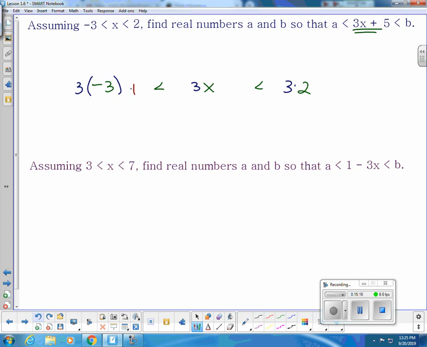This next one. So you're almost like you're unsolving an equation. You're building one in the middle. So on the side here, I got -9 plus 5 is -4. We have the 3x plus 5 in the middle. And 6 plus 5 is 11. So my A is -4, my B is 11. You're just doing what it says. Do whatever to the x that it's telling you to do.